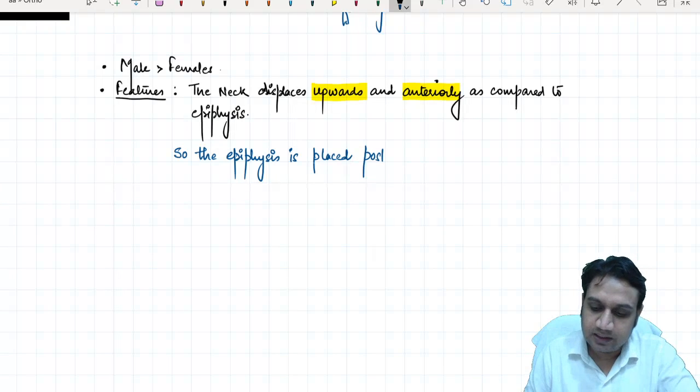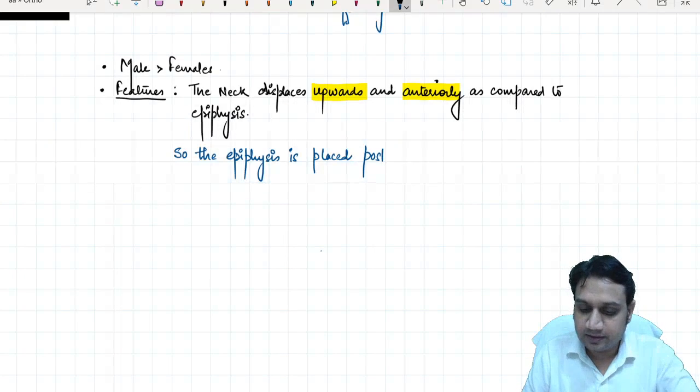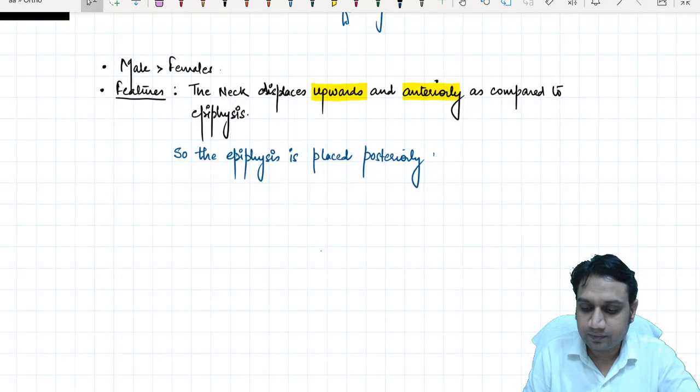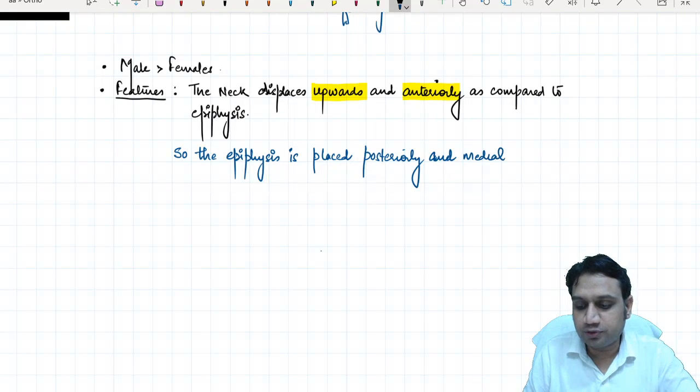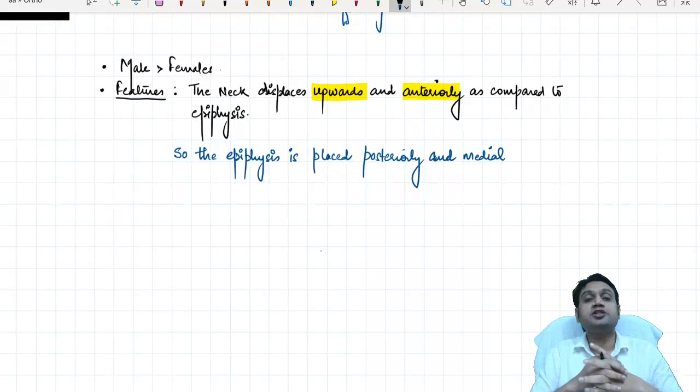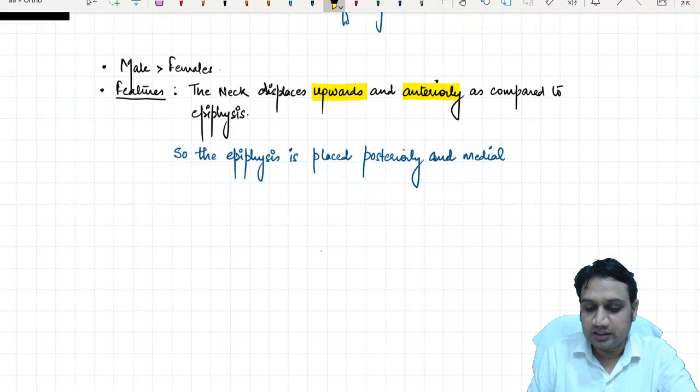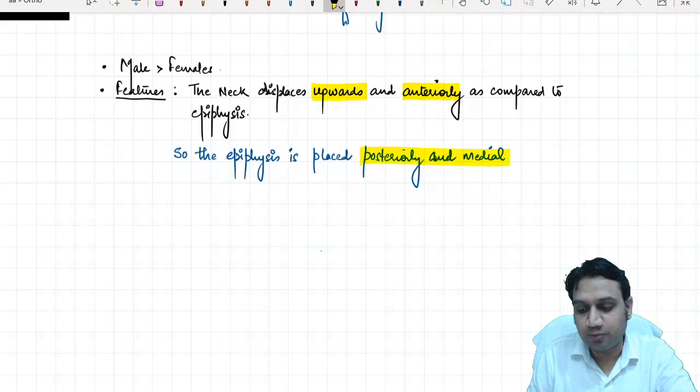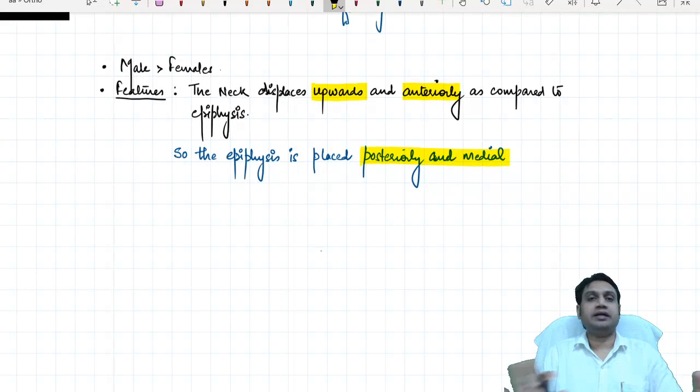It is placed posteriorly and medially. So what is the position of epiphysis in SCFE? It is posteromedial. So do remember, the position of epiphysis is posteromedial. Does it slip? No, it doesn't slip.